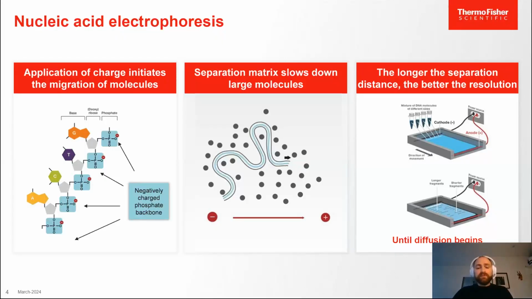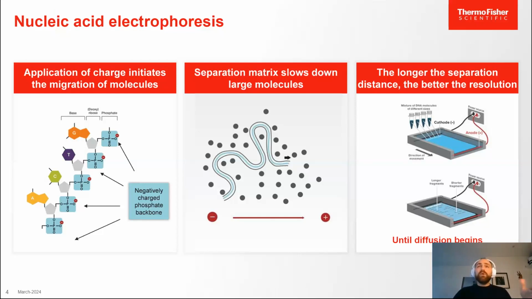The principle of nucleic acid electrophoresis is actually very simple. We have the preparation of the matrix, and as I mentioned, the matrix can be either agarose or polyacrylamide. Generally, you have a negatively charged nucleic acid due to the phosphate backbone, and you have this separation matrix, which creates a sort of net, for simplistic purposes, through which the nucleic acids have to move. If you apply a charge, those nucleic acids move towards the positive charge, so towards the anode.